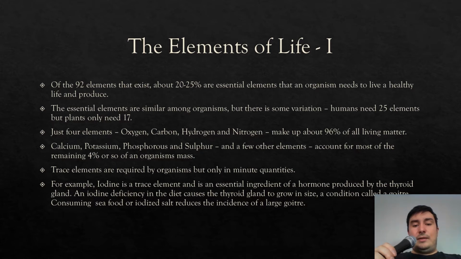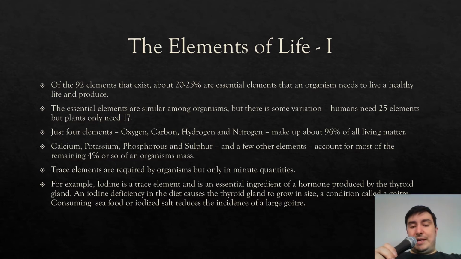Just 4 elements, oxygen, carbon, hydrogen, and nitrogen, make up about 96% of all living matter. Calcium, potassium, phosphorus, and sulfur, and a few other elements account for most of the remaining 4% or so of an organism's mass. Trace elements are required by organisms, but only in minute quantities.